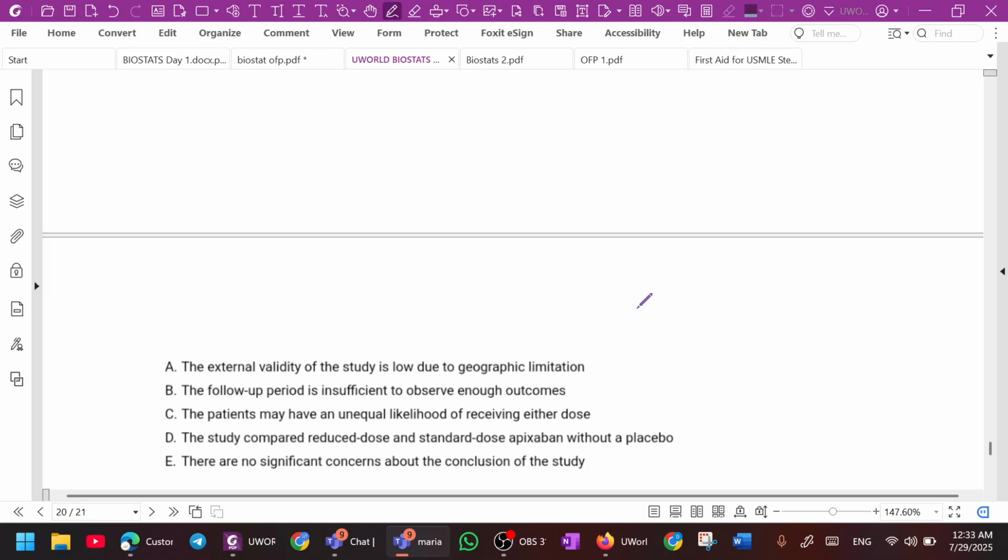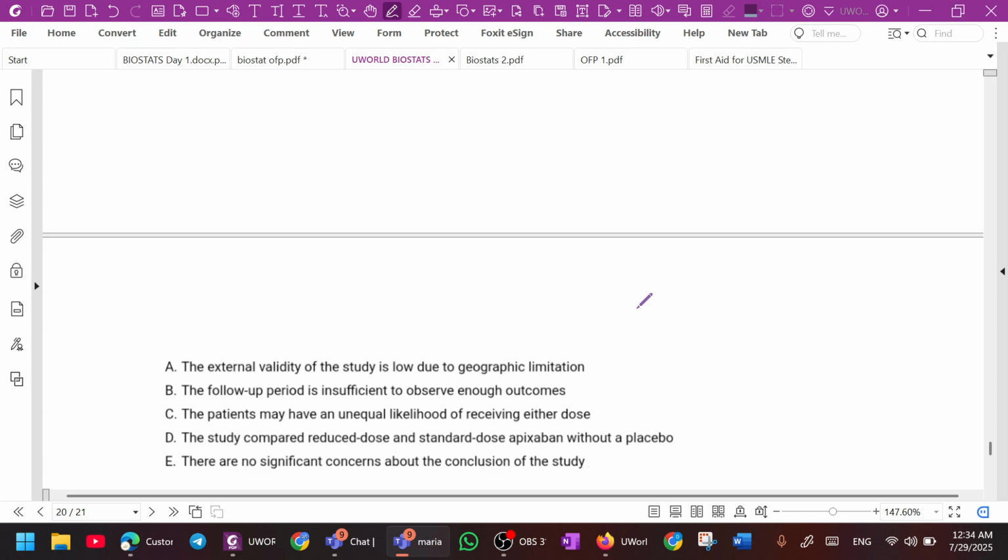Were you sure that it's not A and B? Can you do the elimination? Can you eliminate why it's on the other ones? Option B, the follow-up period is insufficient to observe the outcome. The follow-up period is almost 2 years, so it is enough to see the outcome. Okay, perfect. And option A, the external validity of the study is low due to geographical.